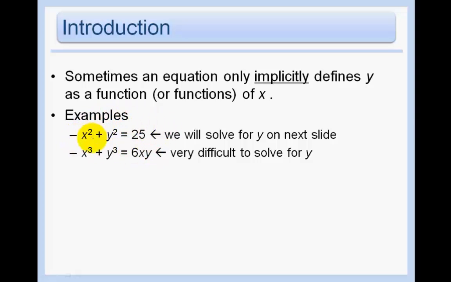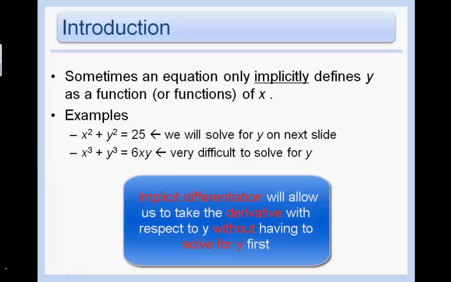Now, we could solve explicitly for y. We could solve this for y equals, and we're going to actually do that on the next slide. But if you have something like the second example, this one's very difficult to explicitly solve for y. So we're going to learn implicit differentiation now so that we can take the derivative without having to solve for y first.